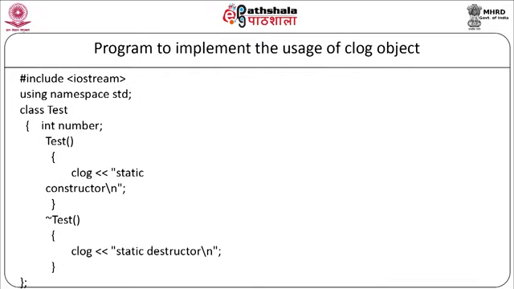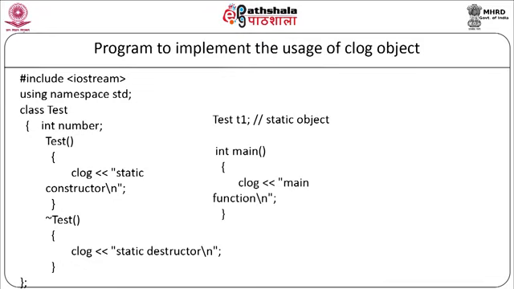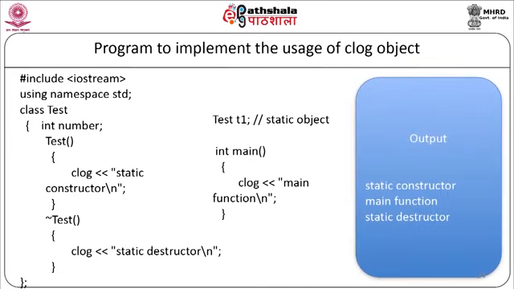So this particular class contains one data member, which is integer number, and two member functions, one constructor and one destructor. Now we will declare the object of this class as Test t1, which is basically a static object. We will start with our main program as int main. Here we will display the message clog "the main function", and our program will end. Now when the above program is compiled and executed, it will first display static constructor, then main function, and then the message static destructor.